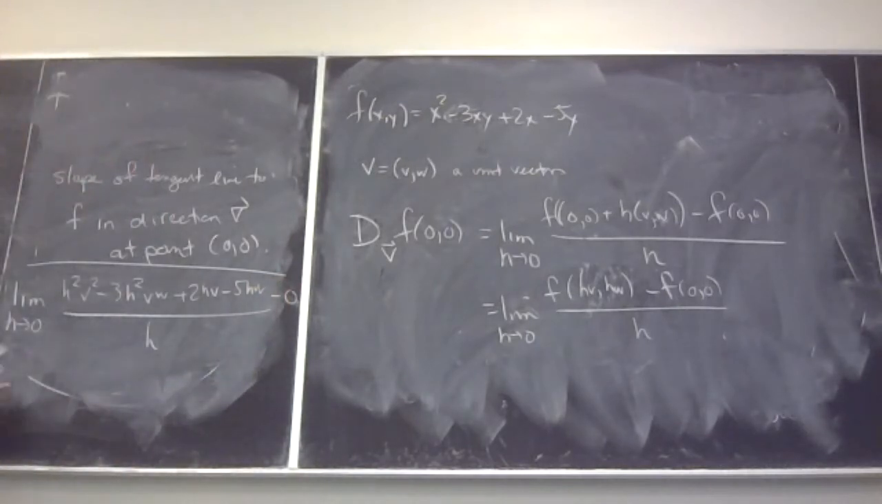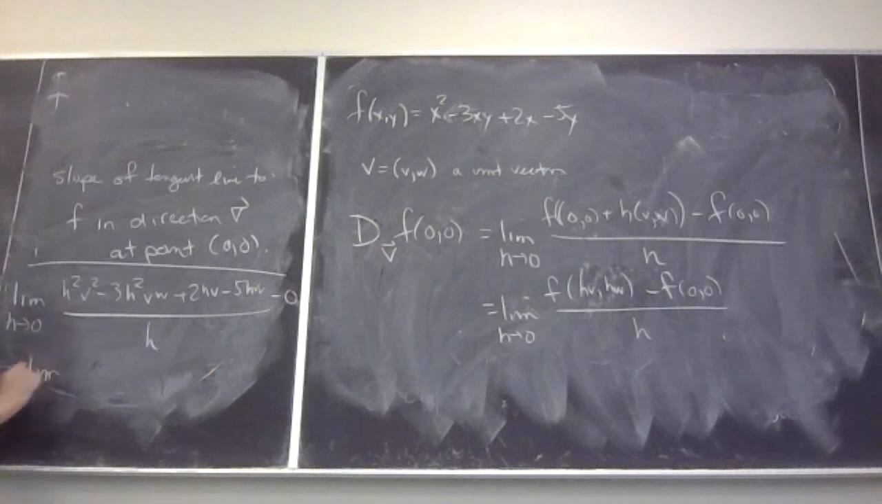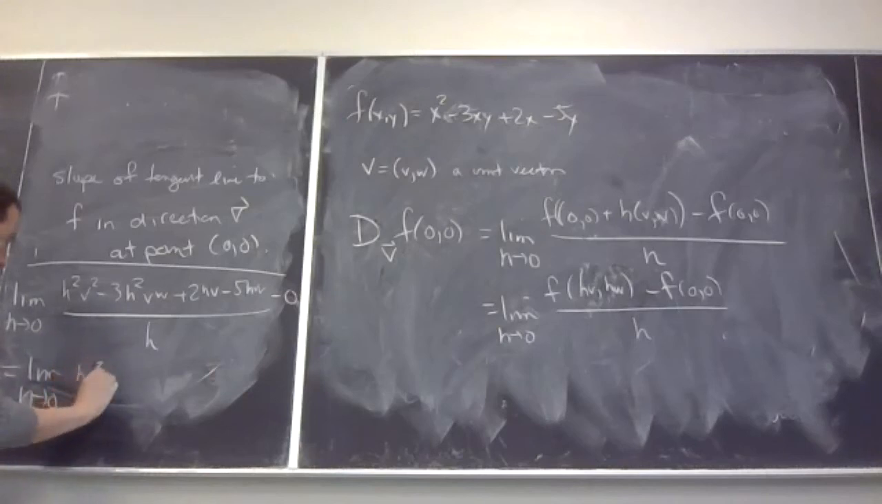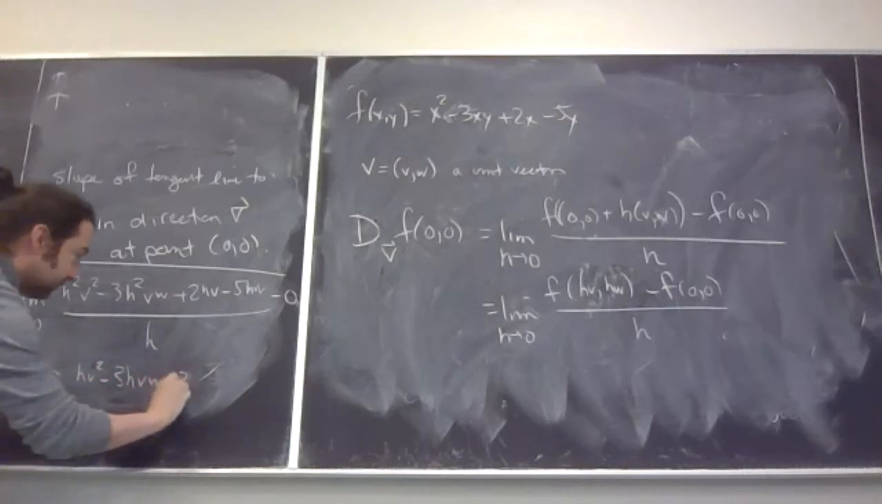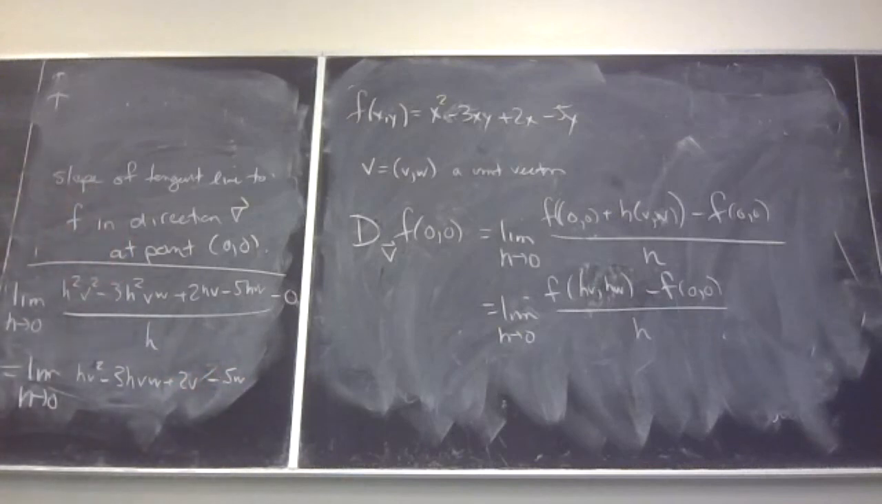Notice that this should remind you of the one time you had to compute a derivative from the definition back in Calculus 1. It looked exactly like this. You pile in a bunch of numbers, but hopefully when you're done, everything cancels and everything left has an H inside of it. And then all the H's cancel out. So after you cancel the H's from the top and the bottom, you get HV squared minus 3HVW plus 2V minus 5W, since we distributed the H across this and canceled.